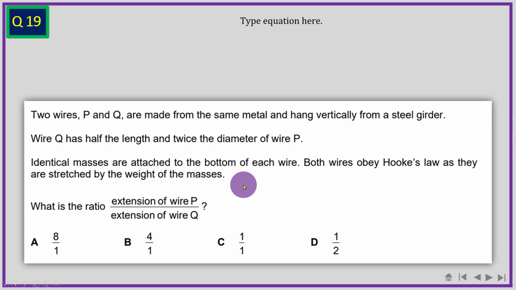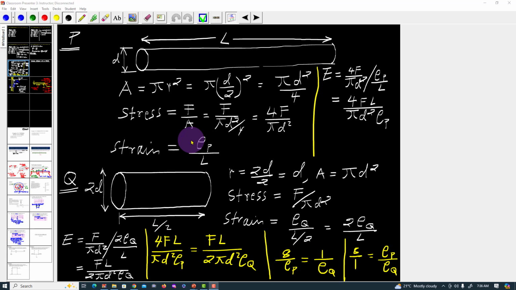Okay, so let me take you through the process of working out this question. I worked it separately at this particular point. I'd like you to bear in mind that we are dealing with this steel cable of length L and diameter D.